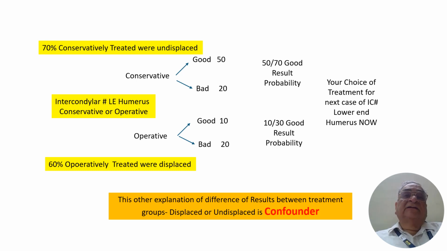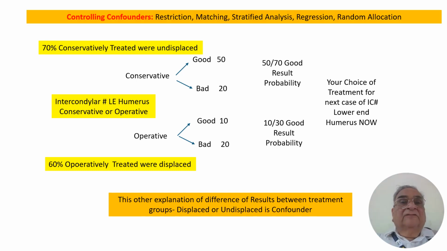After this, let us see how to control this confounding. So the first method of controlling confounding is restriction. Supposing we restricted the conservative and operative treatment groups only to undisplaced fractures, then obviously the confounder status is fixed to undisplaced only. This is called as restriction. But it's a bad method because we would not be able to tell what happened with the displaced fractures.